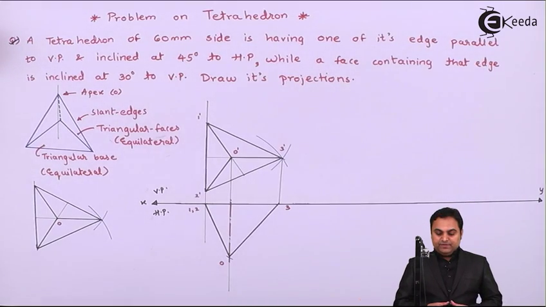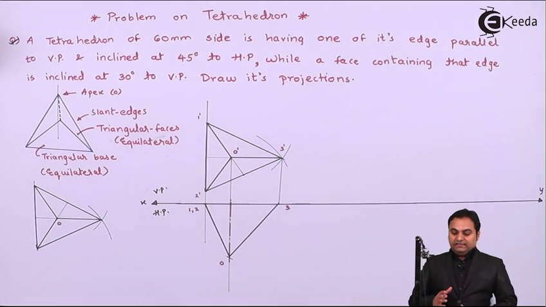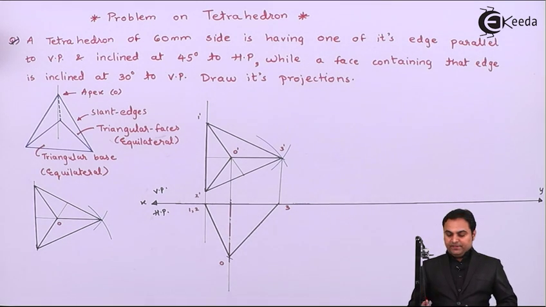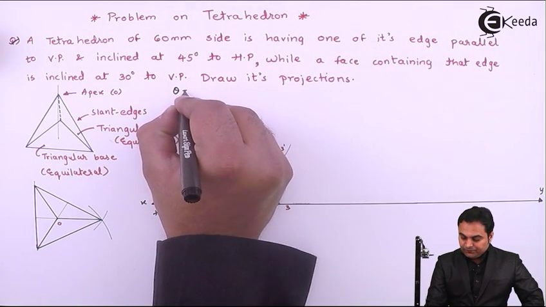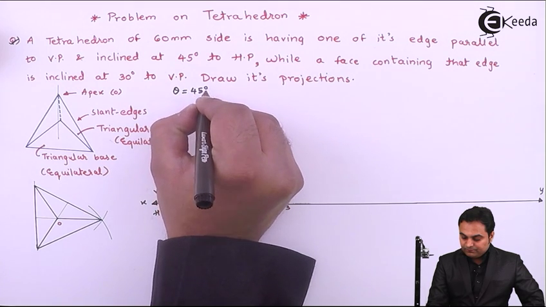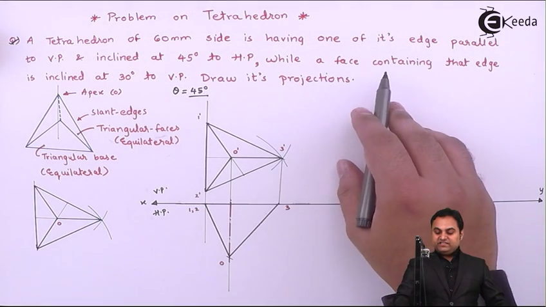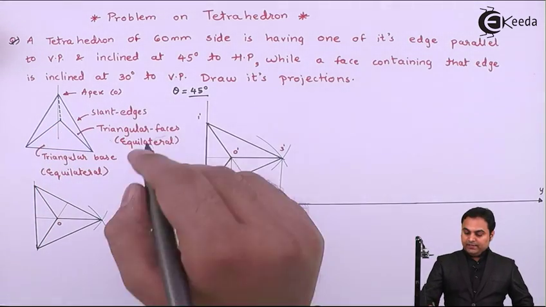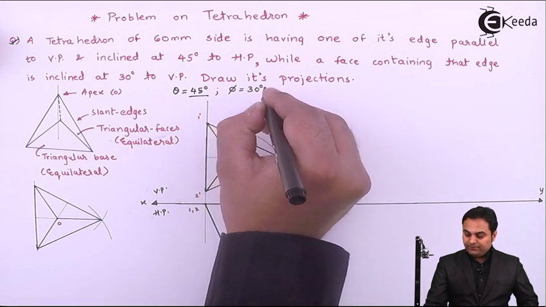A tetrahedron of 60 mm side is having one of its edge parallel to VP that we have drawn and inclined at 45 degree to HP. So inclination with HP is given, that will be seen in VP, and inclination with HP is denoted as theta. So theta is 45 degree. Next, while a face containing that edge is inclined at 30 degree to VP, inclination with VP is denoted by phi, and phi is 30 degree.